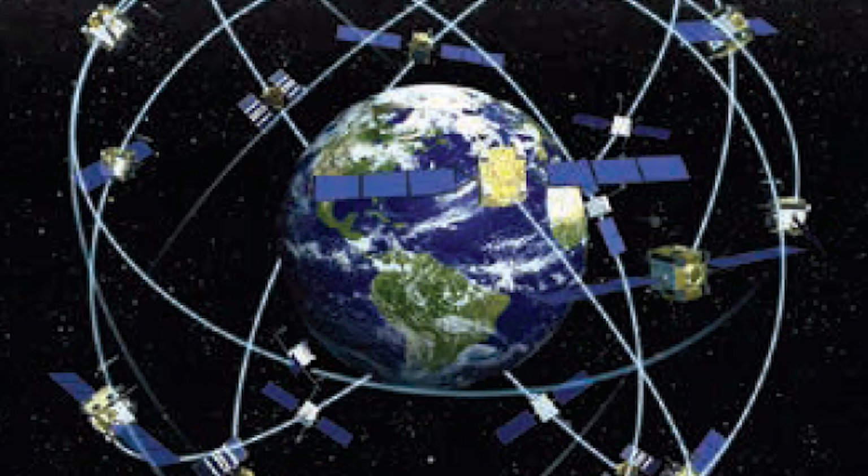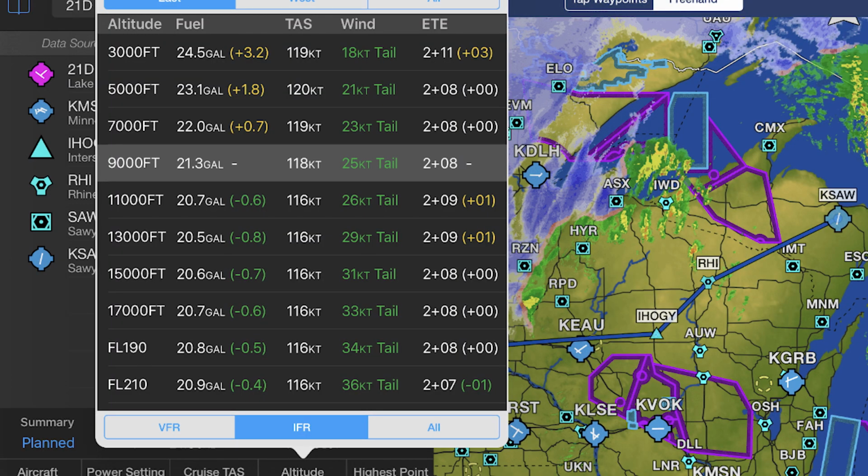GPS navigation uses signals from satellites to determine the aircraft's exact position anywhere on the Earth, offering greater precision and flexibility than traditional radio navigation. Input your route into the GPS, including departure, destination, and any intermediate waypoints.